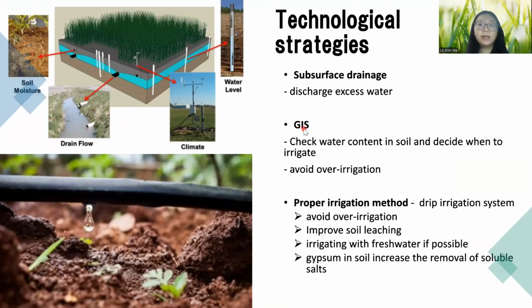The GIS, that is the Geographical Information System, can be used to track water content in soil and decide when to irrigate and the amount of irrigation water. This can help avoid over-irrigation. The drip irrigation system can also help avoid over-irrigation. It can control the amount of water by allowing water to drop slowly to the root zone area. Enough water can be added to the irrigation process to promote soil leaching.